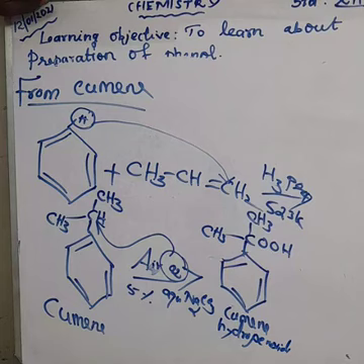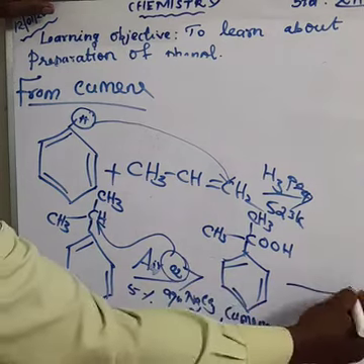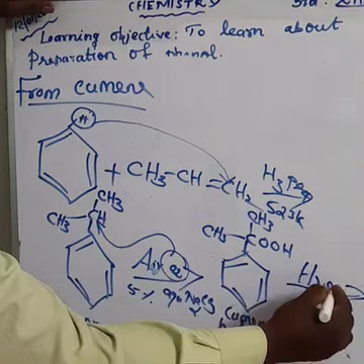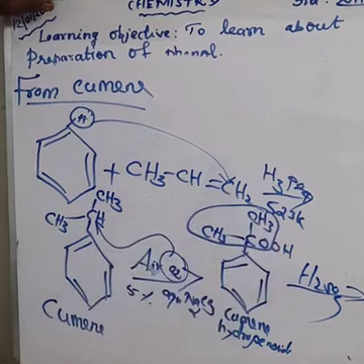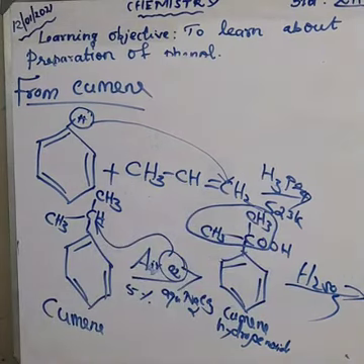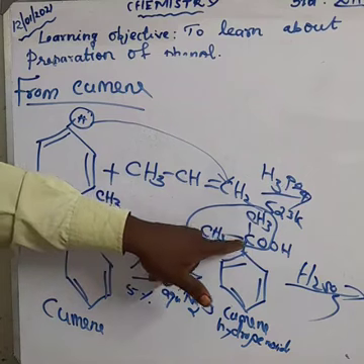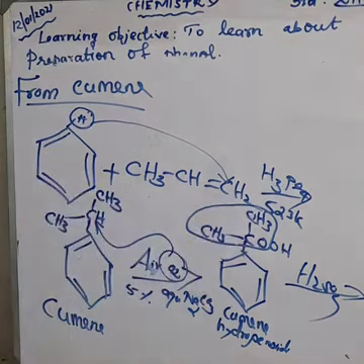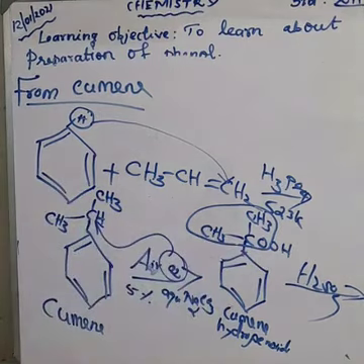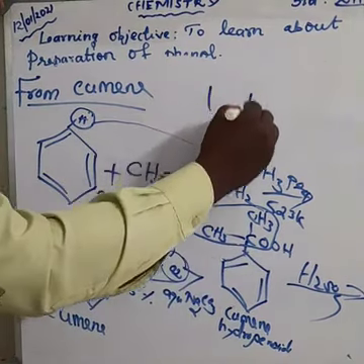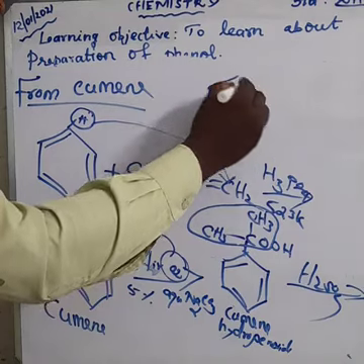Cumene hydroperoxide is followed by acid hydrolysis, otherwise adding sulfuric acid. So it is divided into two products. Can you say what is the name of this compound? CH3COCH3, and also benzene with one OH.